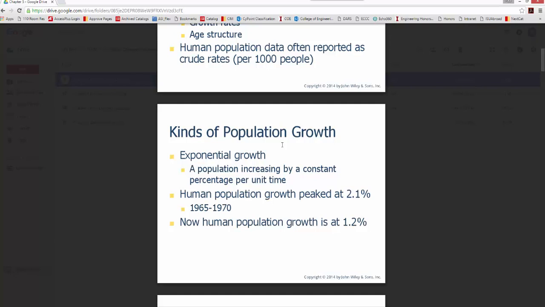In other words, the percentage doesn't change per unit time. So we're talking about a fraction here. So again, I'm using the example of 2% per year.